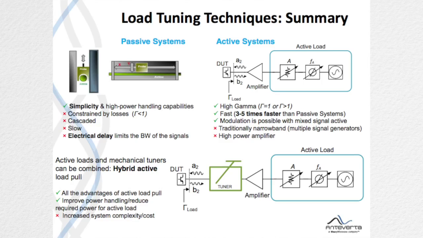Modulation is only possible with mixed signal active load pool. In general, it's not possible with conventional signal generator based systems. One of the drawbacks is that you do need multiple signal generators to control the harmonics. So these types of systems can become costly when you want to control 3 harmonics.